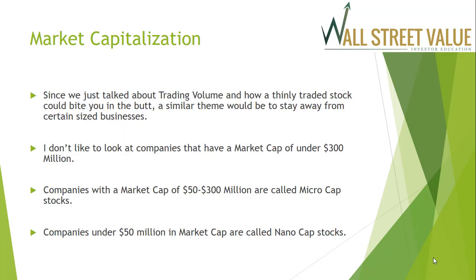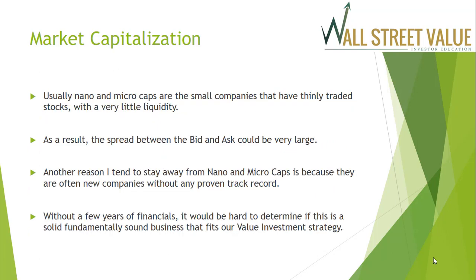In our previous video, we talked about trading volume and how a thinly traded stock could bite us in the butt. And a similar theme would be to stay away from certain size businesses. I don't like to look at companies that have a market cap of under 300 million. Companies with a market cap of 300 million down to 50 million are called micro cap stocks. And companies under 50 million in market capitalization are called nano cap stocks. Usually the nano and micro caps are the small companies that have thinly traded stocks along with very little liquidity. As a result, the spread between the bid and the ask could be very large. As we learned in our last video, when the bid and the ask have a large spread, we could get unfavorable prices when we buy or sell the stock.